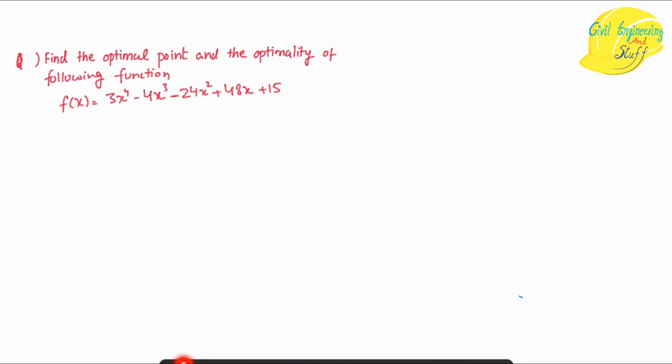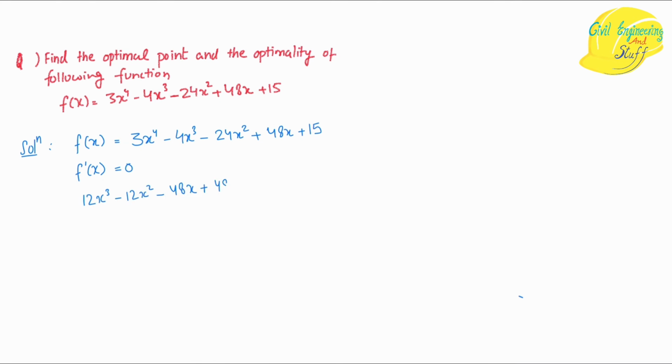So now let us do another question. We have to find the optimal point for the function f(x) equal to 3x to the 4 minus 4x cube minus 24x square plus 48x plus 15. The procedure will be the same. We'll find the first derivative, and through that we'll get 0, 2, minus 2 and 1.